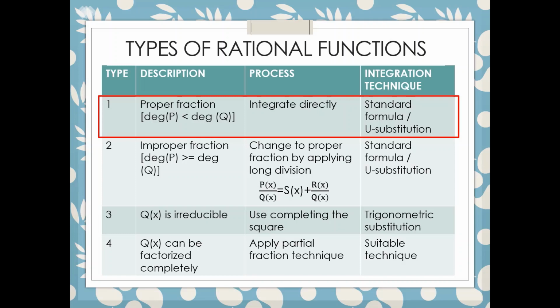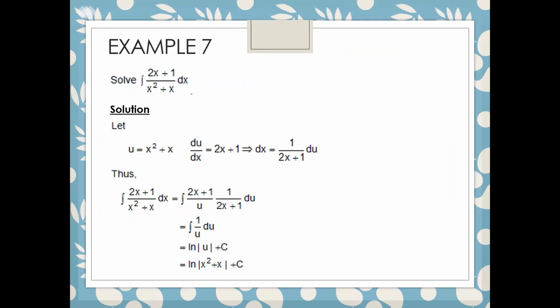Rational functions can be classified into four types. Type 1 is known as proper fraction, in which the degree of the numerator is less than the degree of the denominator. That is, degree of p is less than q. To integrate a rational function of this form, you may use direct integration using either standard formula or use substitution.